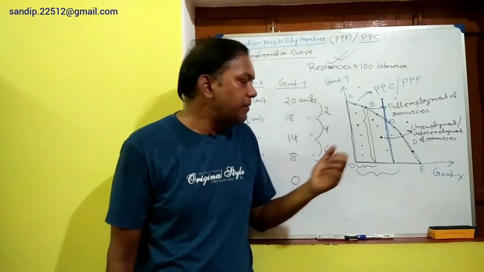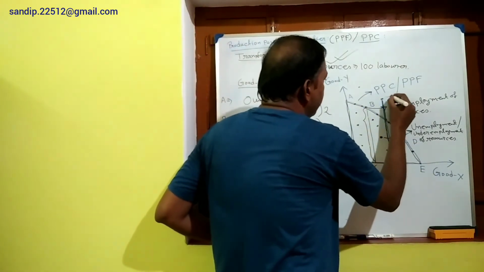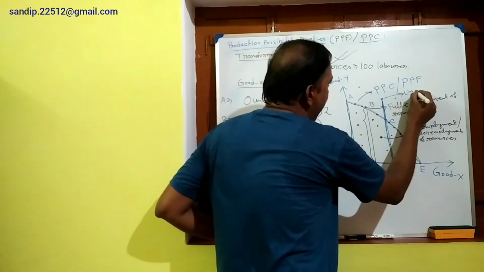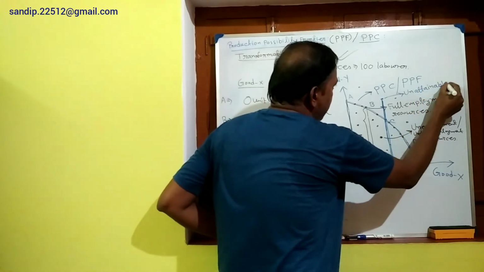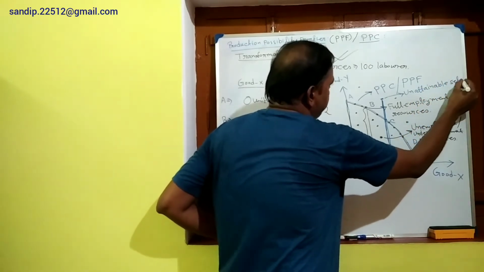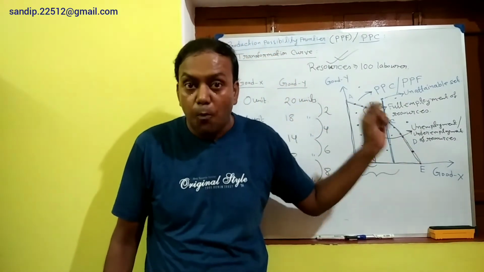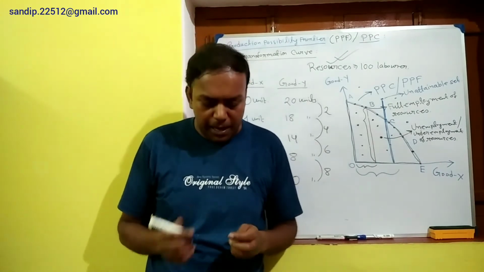So what will happen? This point is termed the unattainable set, or unattainable commodity bundle. So we can say it is unattainable.